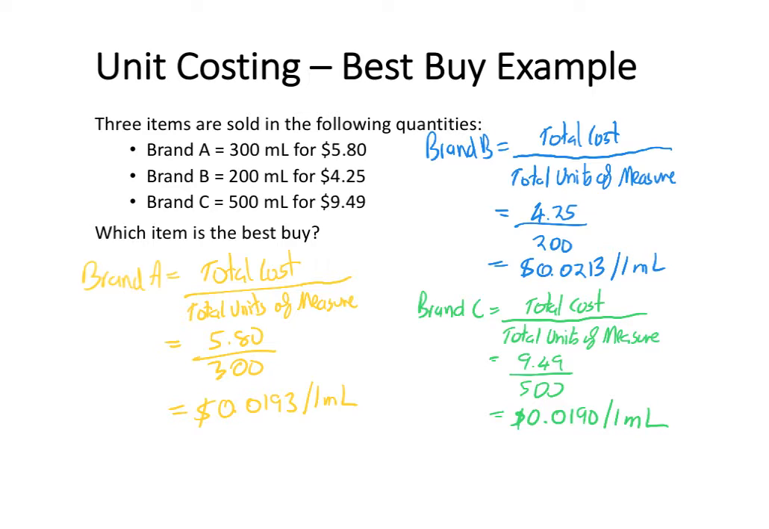So now that we have all of our different brands in the same quantity per 1 milliliter, we can see that brand C is going to be the best buy because it is the cheapest or has the lowest price per 1 milliliter. So brand C will be the best buy at 0.019 cents per 1 milliliter. So that's an example of how we can use unit costing to help determine which brand or which item is the better buy when we're comparing items that have different quantities.